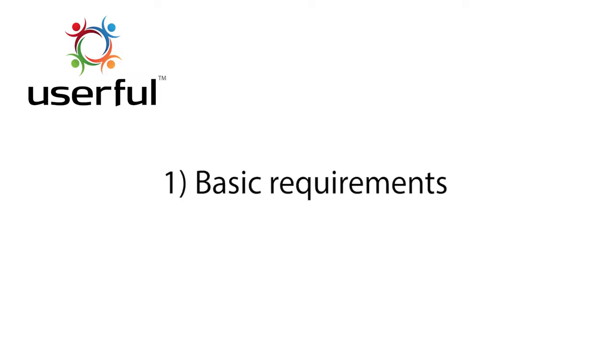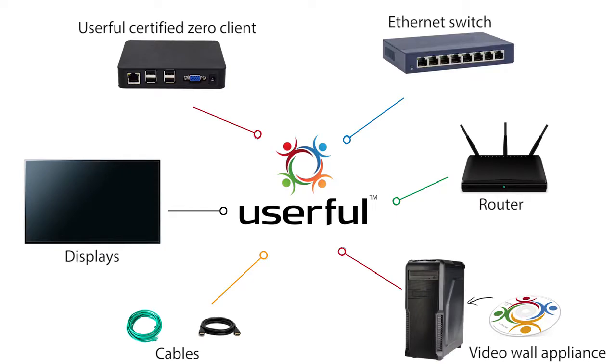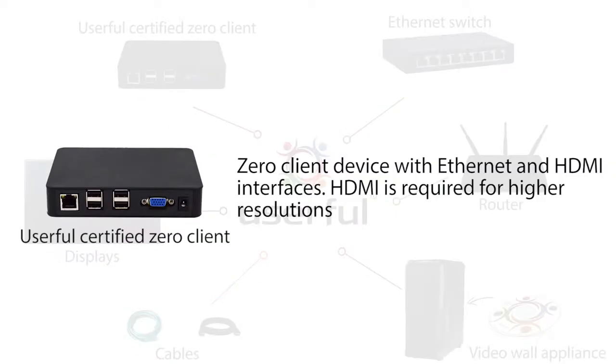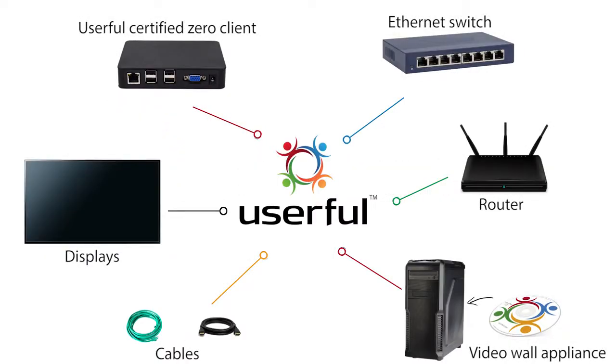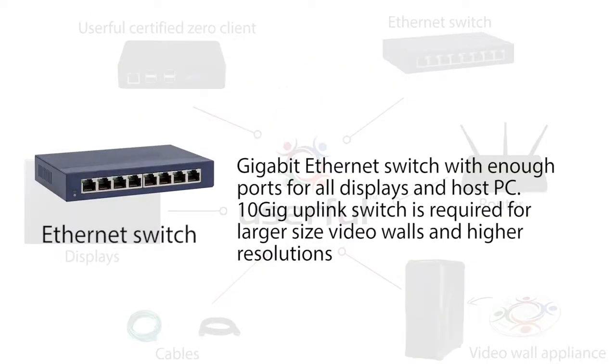To set up a USERFUL video wall, you'll need a serial client. There are different makes and models, but it is recommended to have one with an HDMI interface for better quality and higher resolutions in video output. Also, an Ethernet switch, with enough available ports to accommodate your host PC and all your displays. Please note that a gigabit switch is required for small to medium deployments with up to 4K resolution content, while a 10 gig uplink switch is required for larger size video walls and higher resolutions.